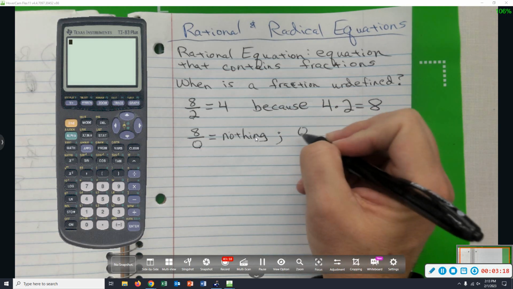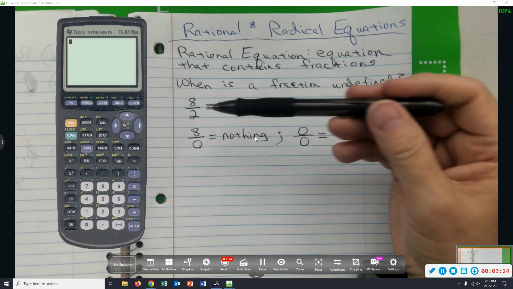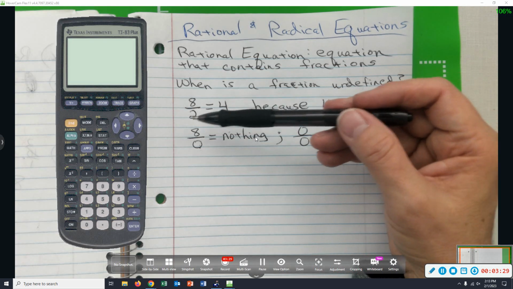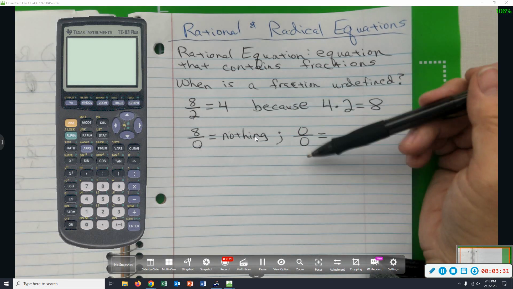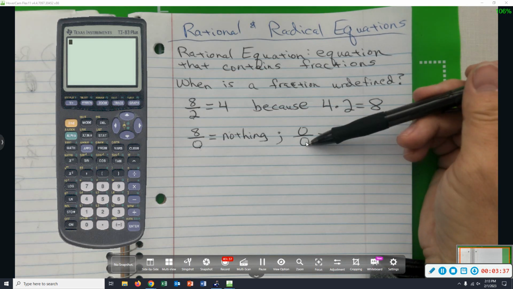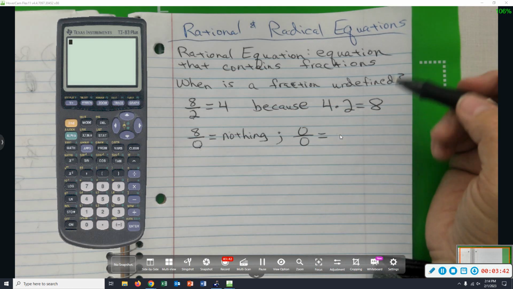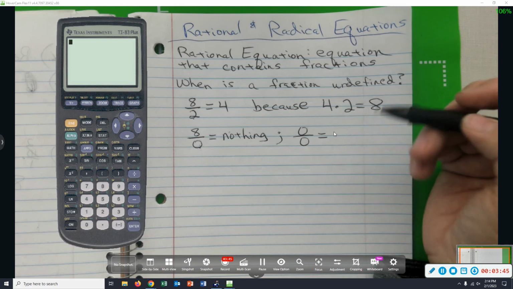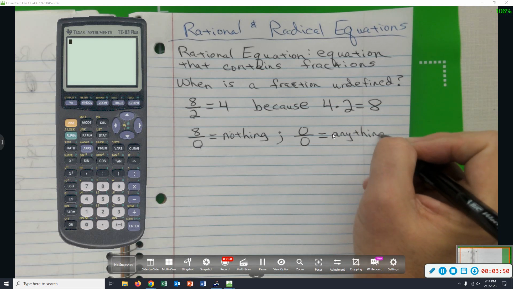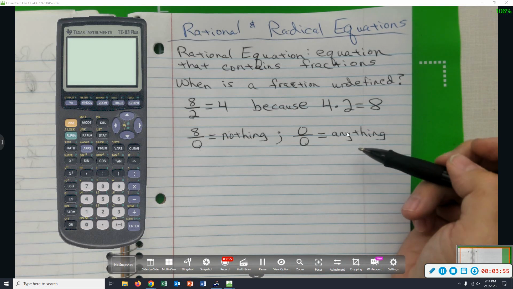What about 0 divided by 0? Realize a quotient is unique. 8 divided by 2 is equal to 4. There's not another number that you can multiply by 2 to give you 8. Well, what times 0 will give you 0? 0 times 0, yeah. Is there another one? 1 times 0. Any number. So, 0 divided by 0 is also undefined because it doesn't give you a unique answer.